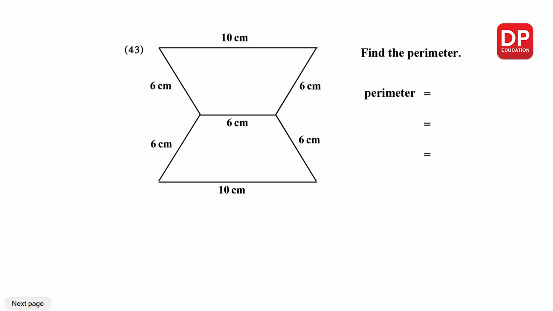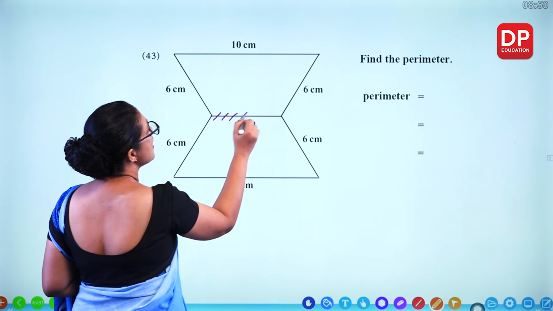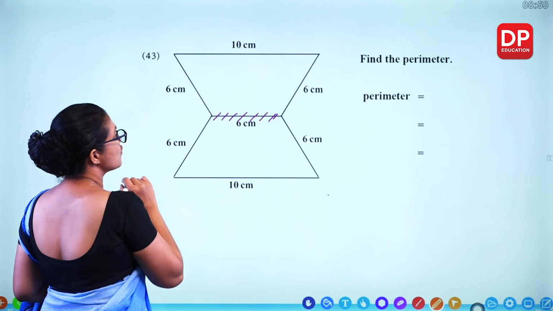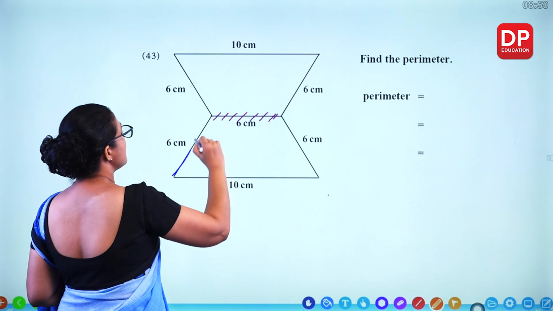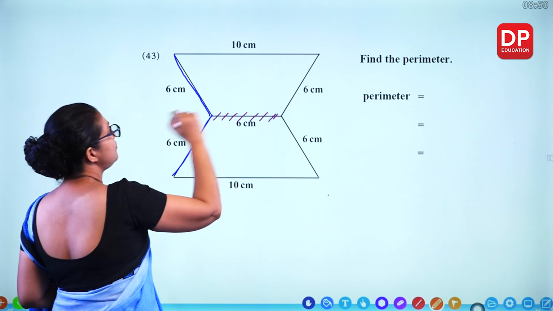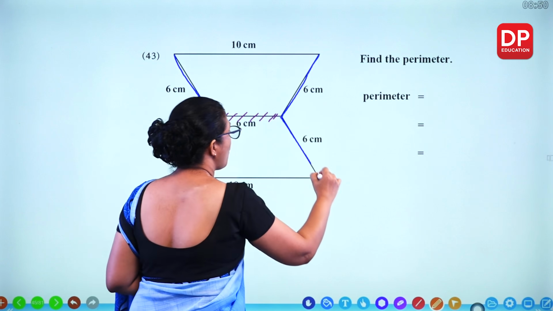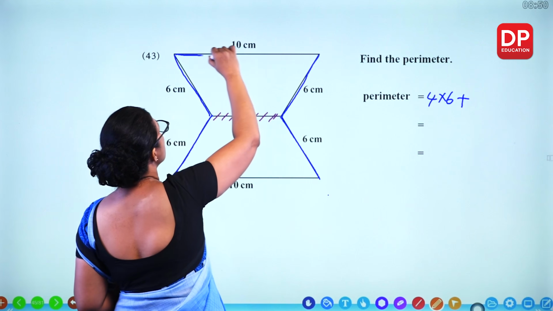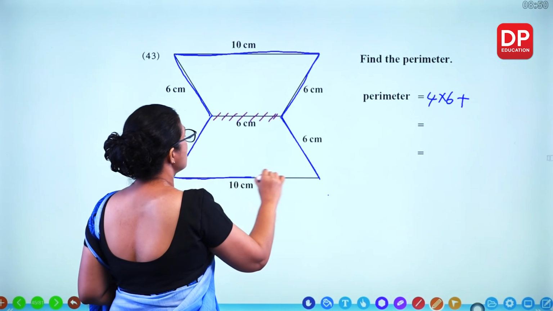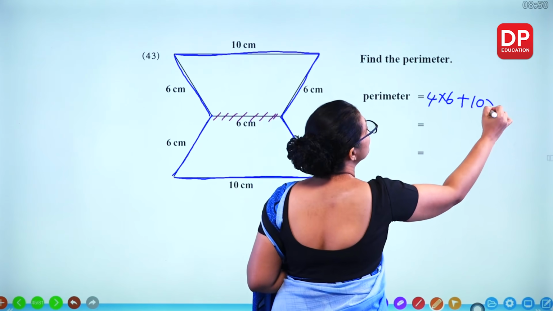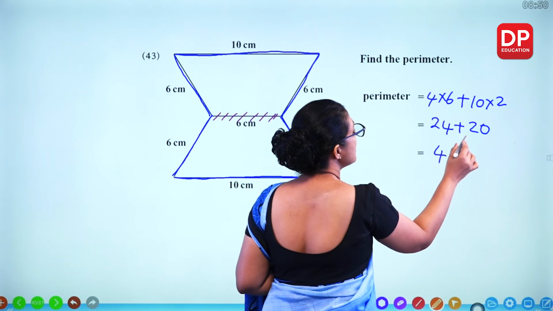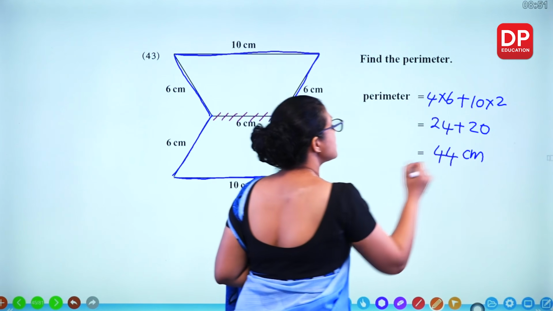This one, 2 trapeziums together. Find the perimeter. So don't take inside length. Only outside length you have to take for perimeter. So how many 6 centimeter lengths are there? 1, 2, 3, 4. 4 times 6. How many 10 lengths are there? 10 centimeter lengths. 1, 2. So 6 times 4, 24 plus 20. You get 44 centimeters.